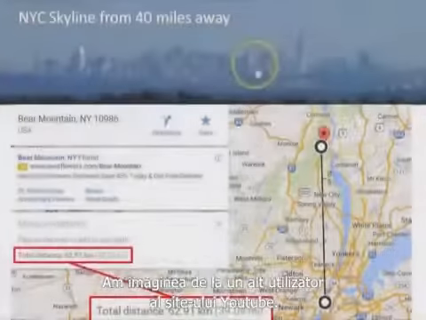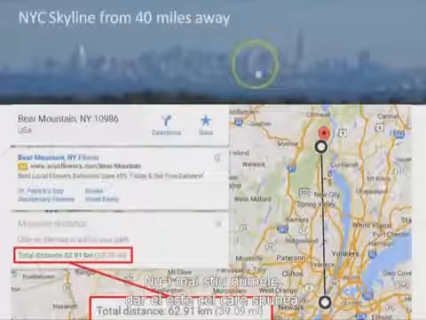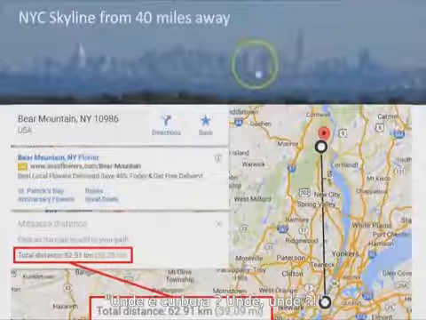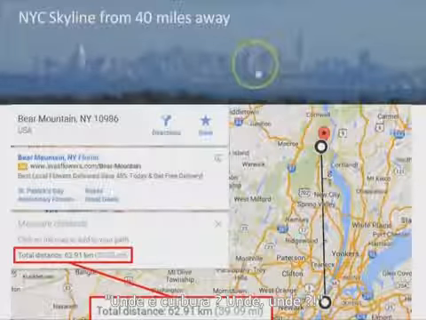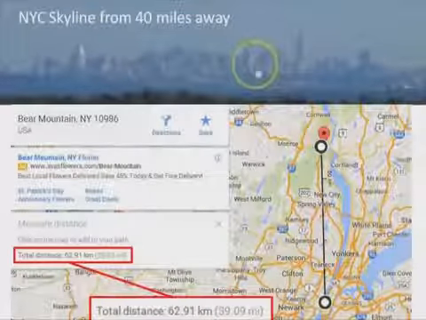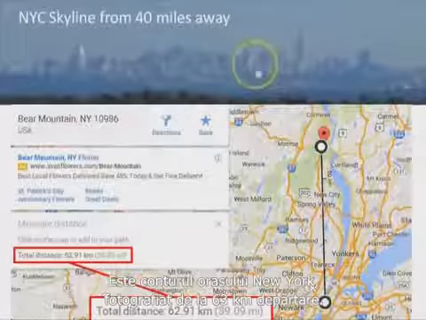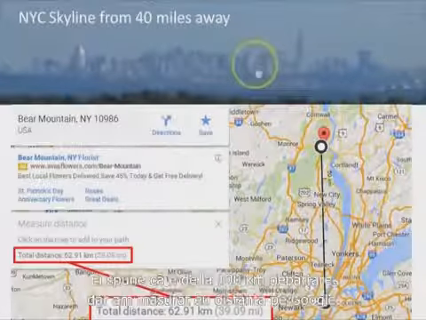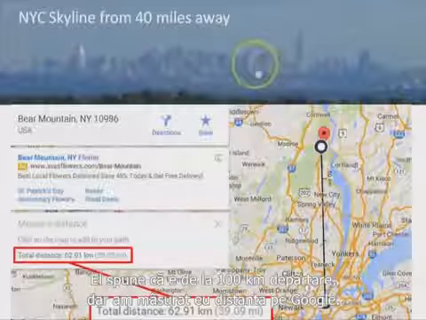I got this image from another YouTuber. I can't remember the guy's name, but he's the one who goes, "Where is the curvature? Where?" But it's a picture of the New York City skyline from over 40 miles away. He says it's 60 miles away, but I measured it on Google Earth, it's 40 miles away.